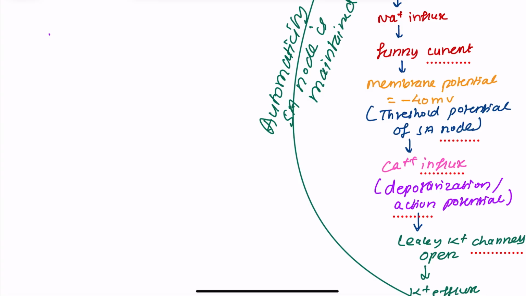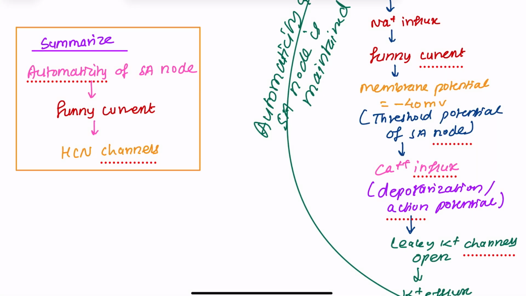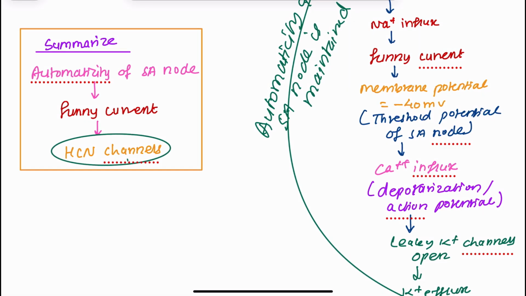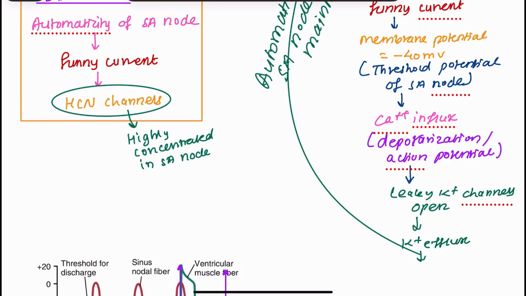If we summarize all this in a nutshell, the automaticity of SA node is maintained due to funny current, and this funny current is produced due to the presence of HCN channels, and these HCN channels are highly concentrated in SA node, and therefore the SA node is able to produce impulses on its own without any external stimulus.